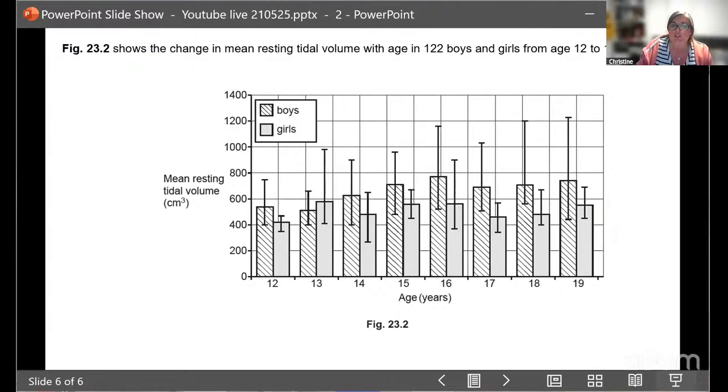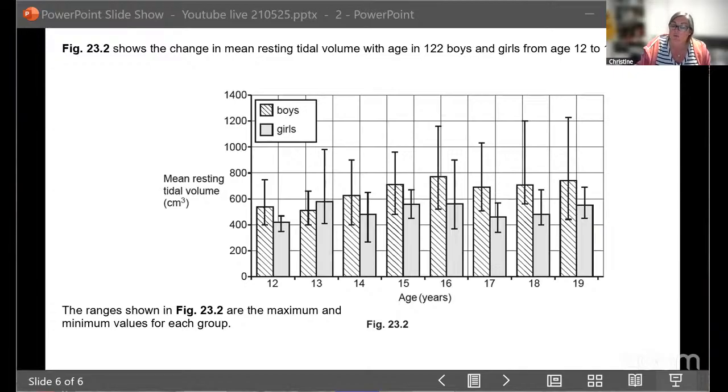Right, so if we look at this question, then you are told in the question, let me just add in a little bit of information that they've given you, that the ranges shown are the minimum and maximum value, and then they've asked you to describe the trend in the data. So they want you to describe the trend.